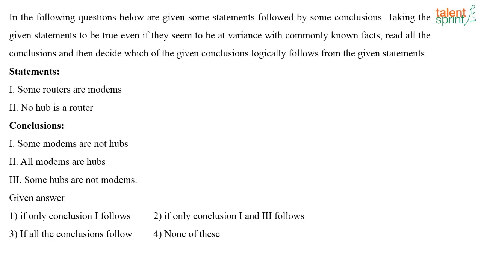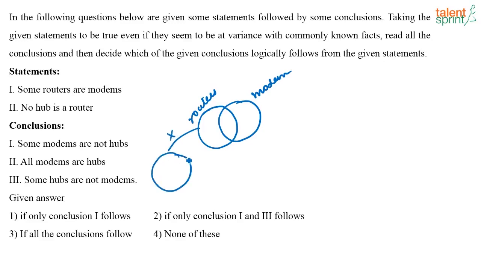Okay, next question is on syllogisms. Very easy question on syllogisms. What is given here? Some routers are modems. So let's draw the basic diagram here. Some routers are modems. No hub is a router. So no hub and router are disjoint sets.